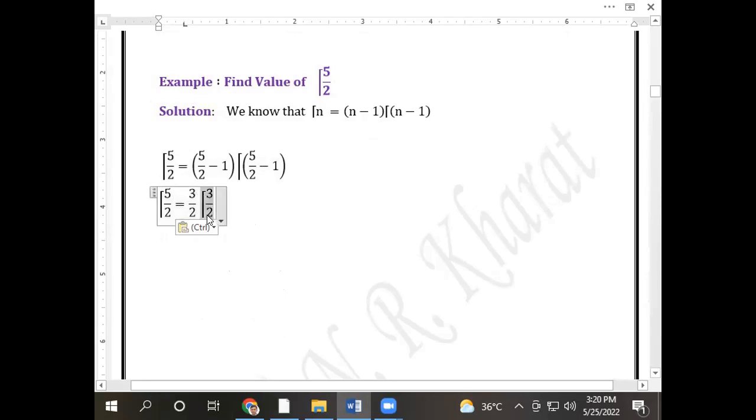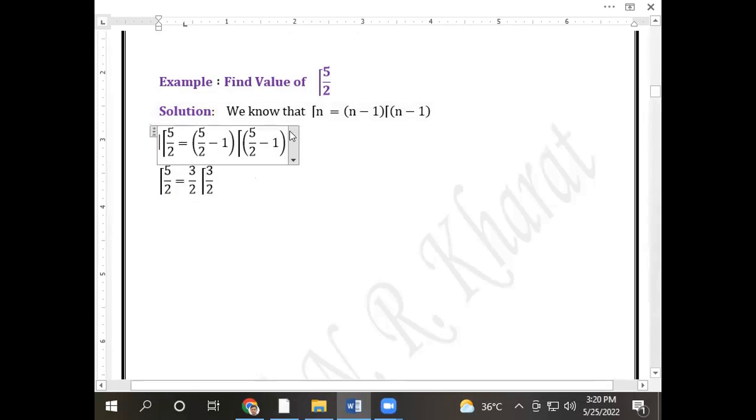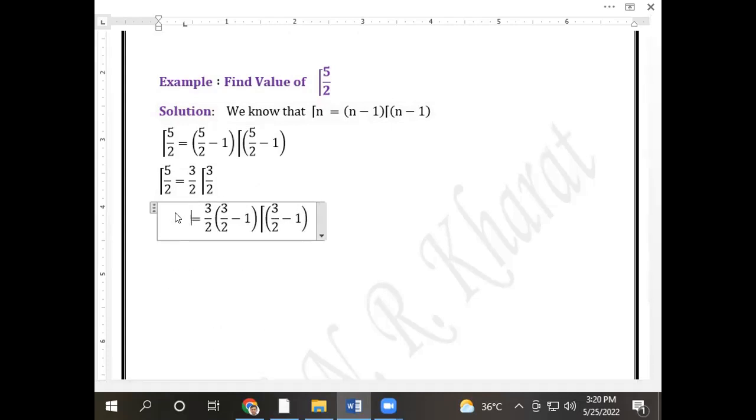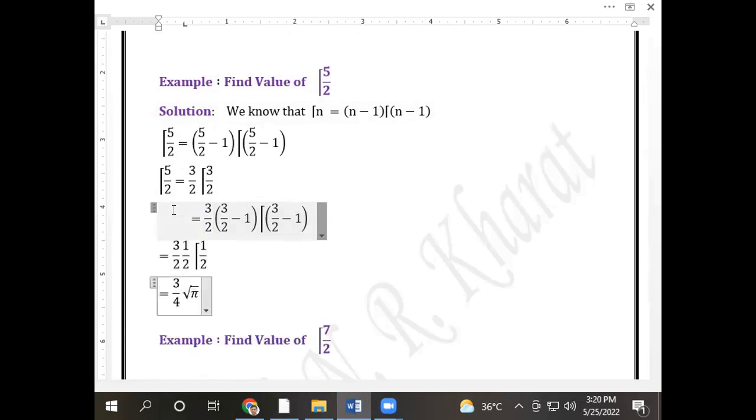Again, 3 by 2 is in terms of gamma, so we have to use the same formula here. Gamma of n is equal to n minus 1 multiplied by gamma of n minus 1. So we get gamma of 5 by 2 is equal to 3 by 2, again 3 by 2 minus 1 and gamma of 3 by 2 minus 1. Making the subtraction, it is 3 by 2, 1 by 2 and gamma of 1 by 2. And we know that gamma of 1 by 2 is nothing but root pi. So we get 3 upon 4 into root pi as the solution for gamma of 5 by 2.